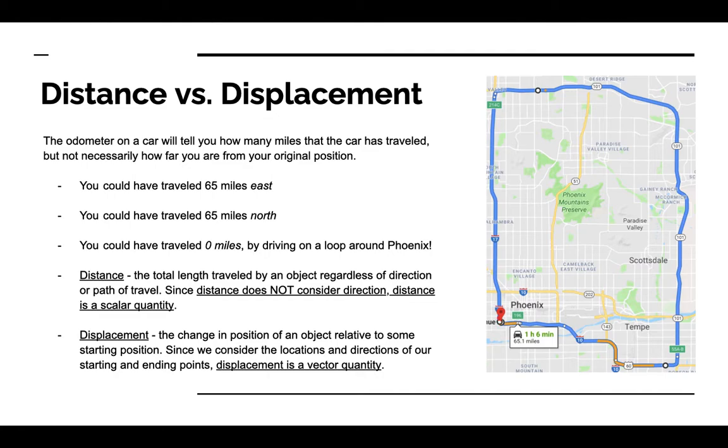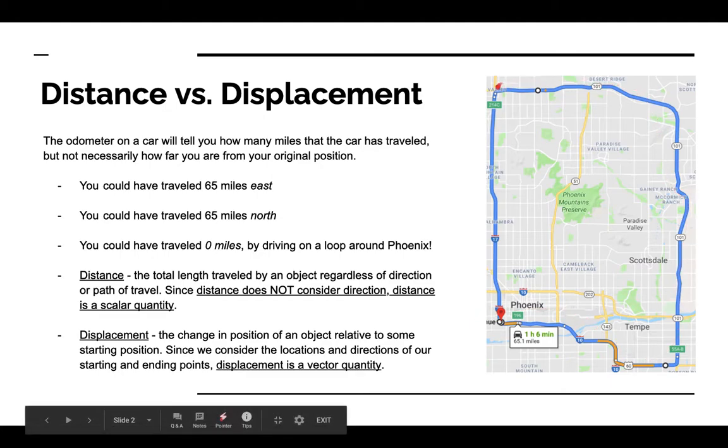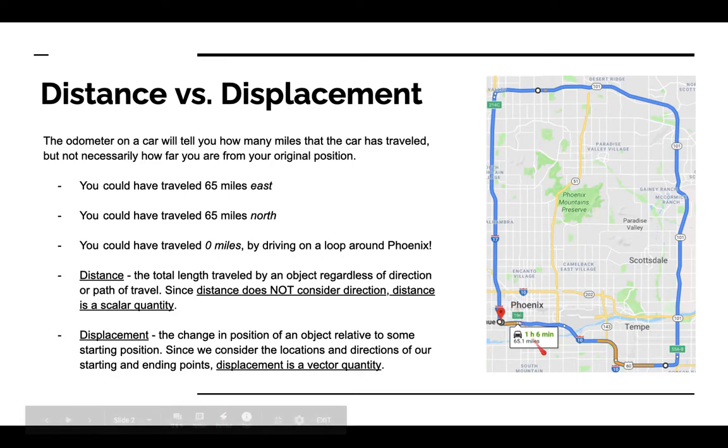So we need two physical quantities to distinguish between the distance we travel and how far we end up from our original position. We call these quantities distance and displacement. Distance describes the total length traveled by an object regardless of direction or path of travel. Since distance does not consider direction, distance is what we call a scalar quantity, meaning that it does not depend on direction, it is strictly a number. For example, right here, the distance of this path traveled is 65 miles. So distance in this case does not take into account the direction that we travel in.